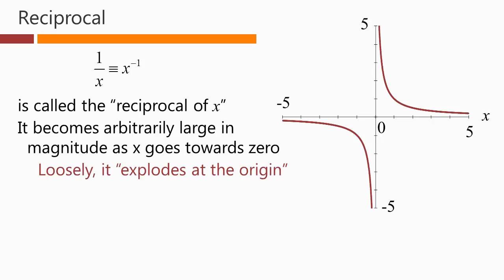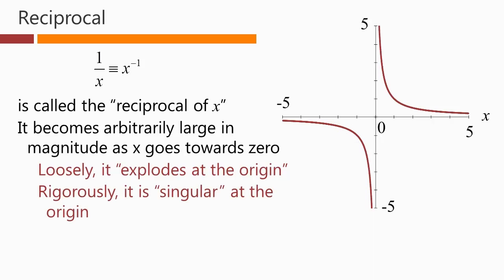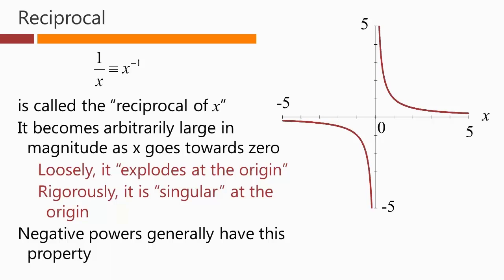And loosely, we might say this explodes at the origin. More precisely, we should use the notation that it is singular at the origin. And this is an example of something we could call a singularity, which usually involves a function heading off towards infinity. In this case, it heads off to plus infinity on one side and negative infinity on the other. And incidentally, negative powers generally have this property of exploding as we get towards the origin.